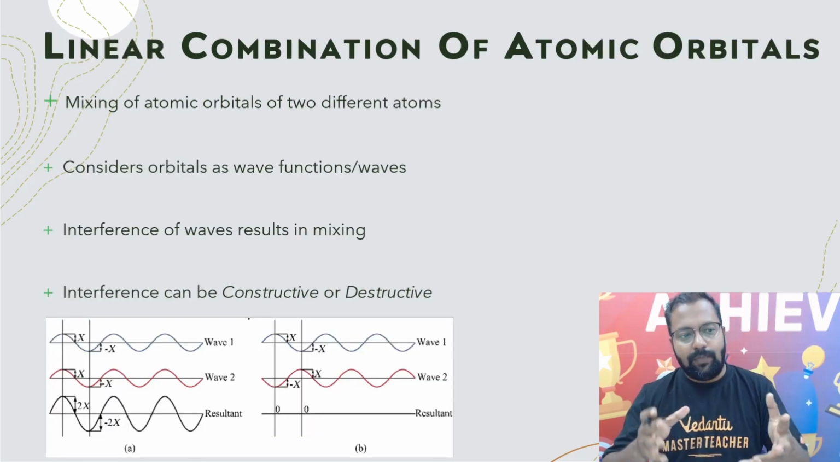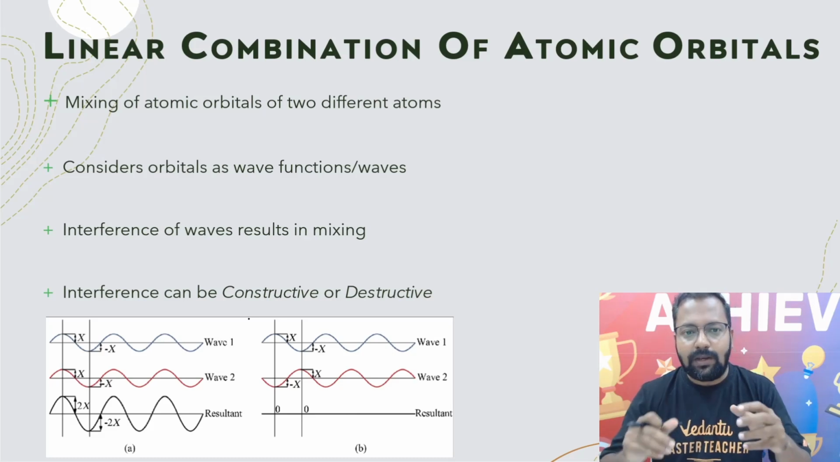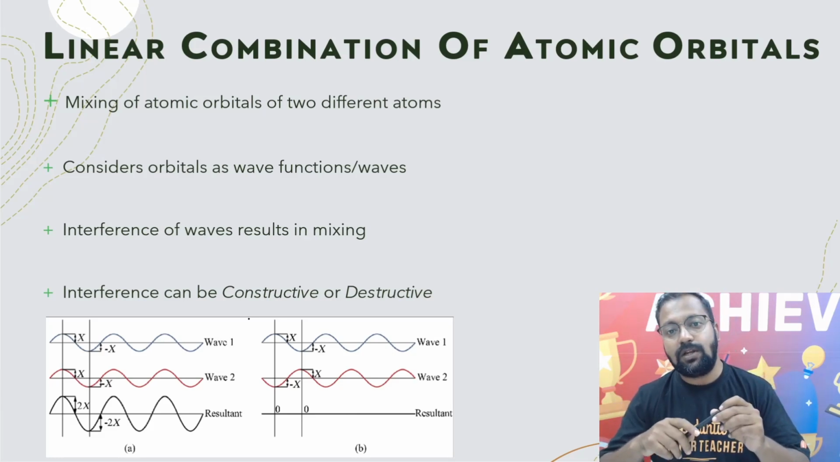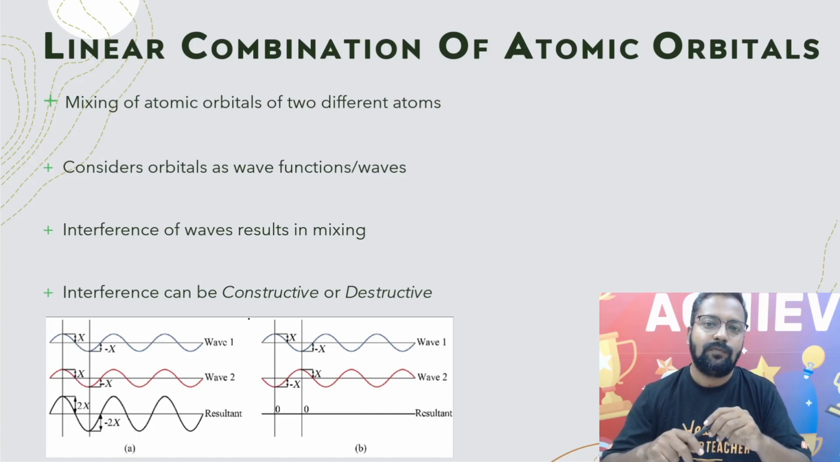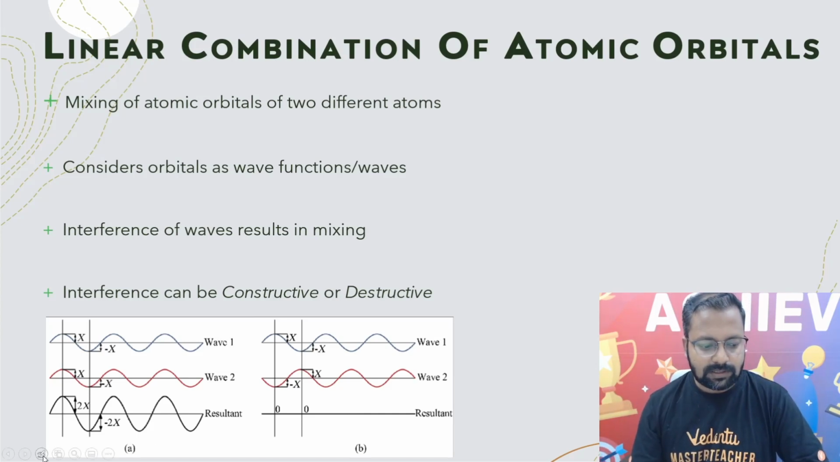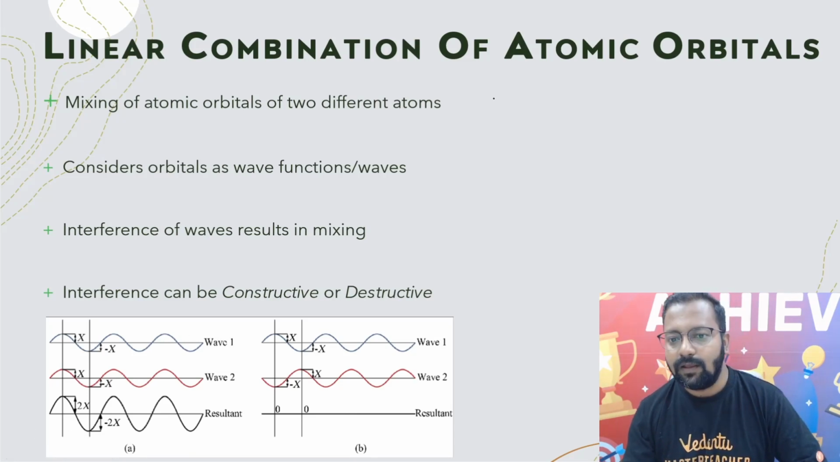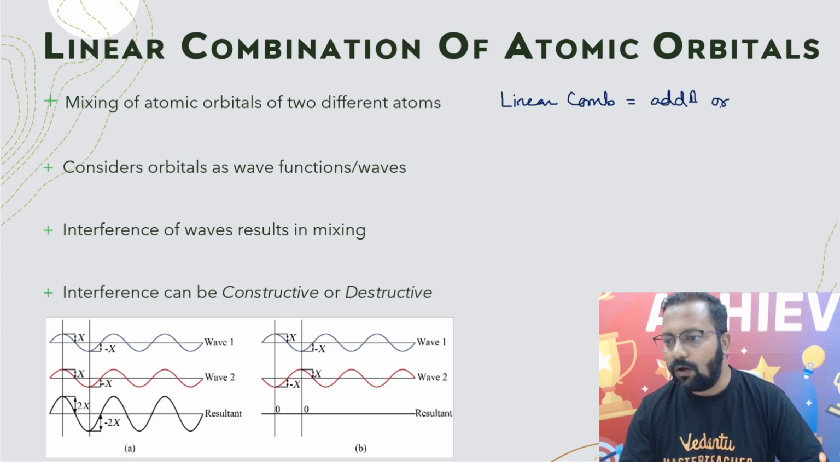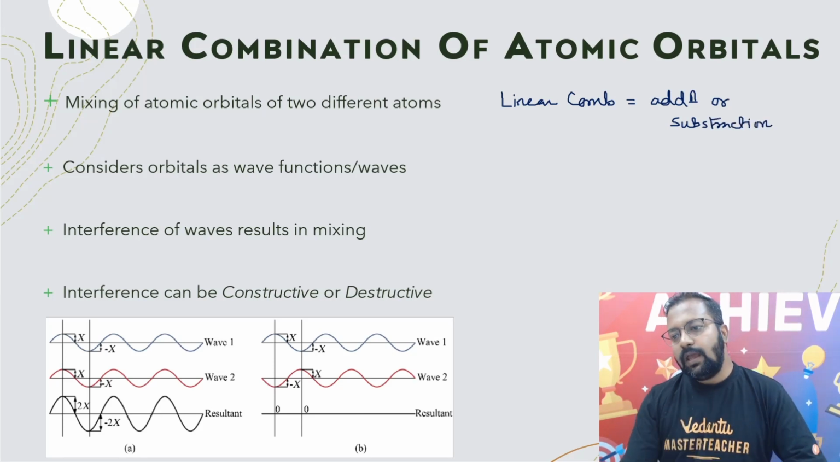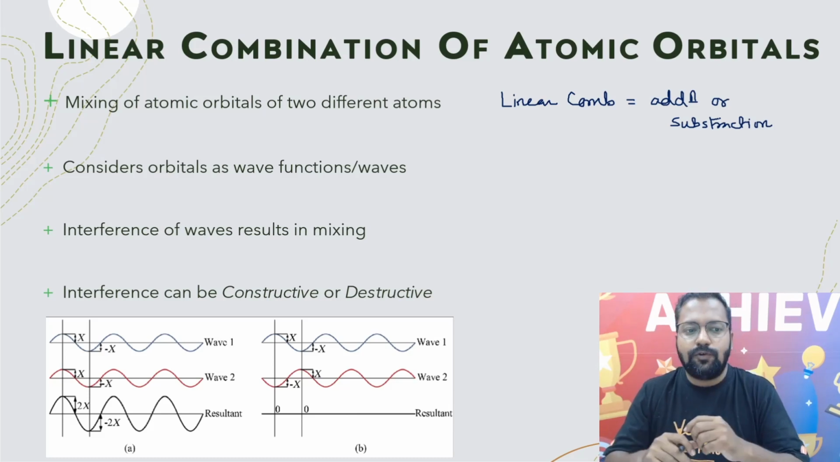व्हाट इज लीनियर कॉम्बिनेशन? लीनियर कॉम्बिनेशन, सिंपल आइडिया, लीनियर कॉम्बिनेशन का मतलब एडिशन या सब्ट्रैक्शन. ओके, लीनियर कॉम्बिनेशन मींस आइदर एडिशन और सब्ट्रैक्शन. Linear combination means addition or subtraction. अब ऐड किसको कर रहे हो और सब्ट्रैक्ट किसको कर रहे हो?